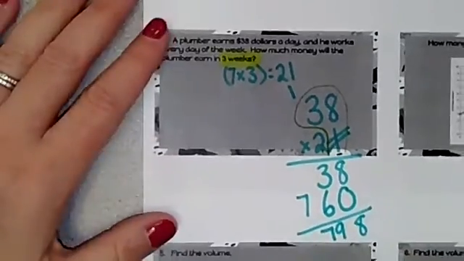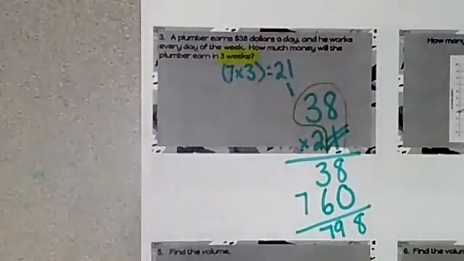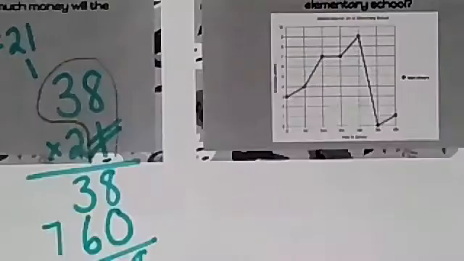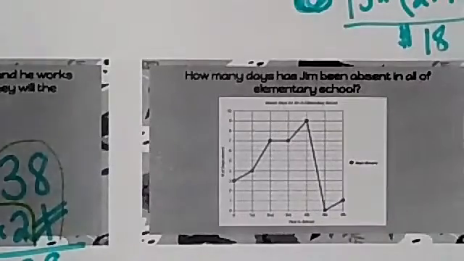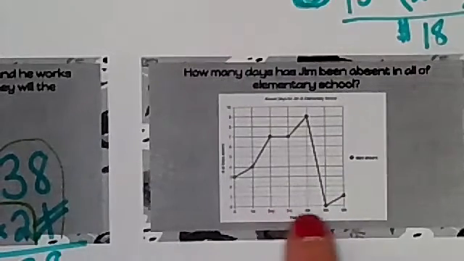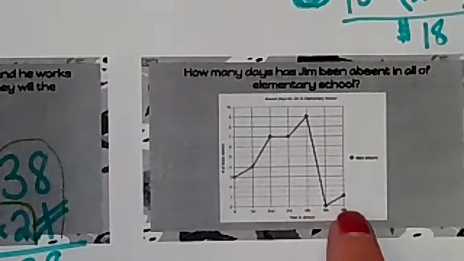Miss Rouse, this is just like ridiculously easy. And guys, there's nothing more difficult than this on your test. Nothing. All right, next one. Here we go. How many days has Jim been absent in all of elementary school? So it starts at kindergarten and it goes 1st grade, 2nd grade, 3rd grade, 4th grade, 5th grade, 6th grade.